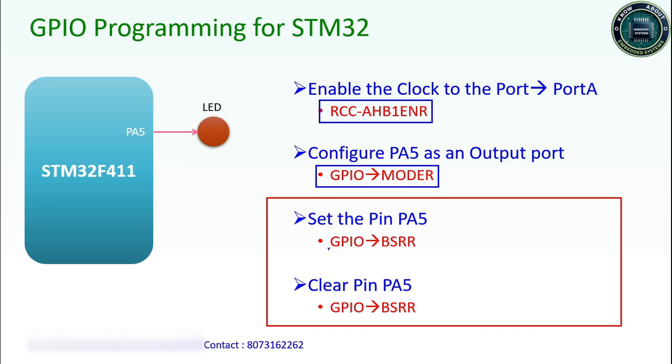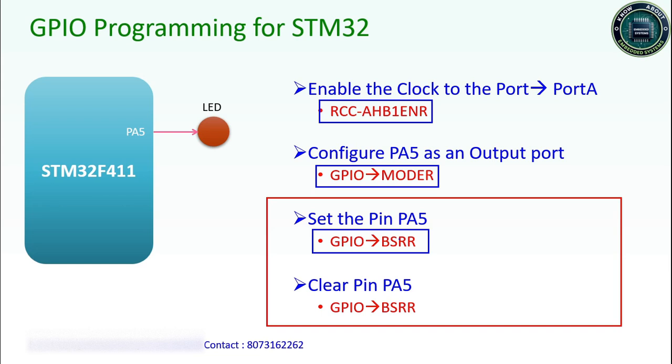In order to do that, I have one more special register called BSRR, GPIO_BSRR. This BSRR stands for bit set and reset. All these things I'll explain with respect to the datasheet later. So this is to set, and this is to clear. The same register we have to use to clear and set.